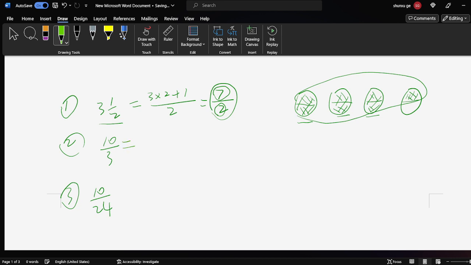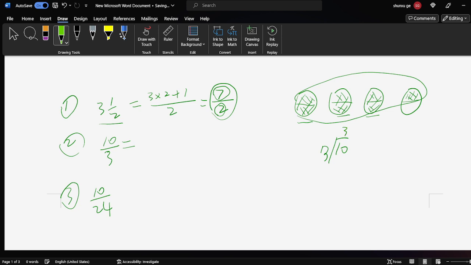So here we go back. Here, 10 over 3. This is an improper fraction. We change it to a mixed fraction. So how to do that? 10 over 3. That means 10 divided by 3. 10 divided by 3. So it's very easy.